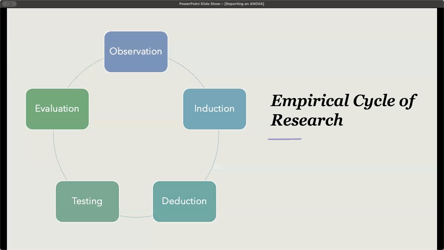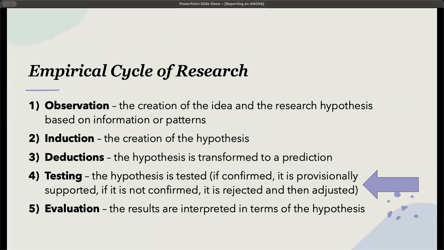So when we go back to the empirical cycle of research, we've got our observation, induction, deduction, testing, and evaluation. Observation is the creation of an idea and the research hypothesis based on information or patterns. This is our background information. Our induction is the creation of the hypothesis. This tends to come at the end of the background information section. Our deduction is transforming our hypothesis into a prediction.